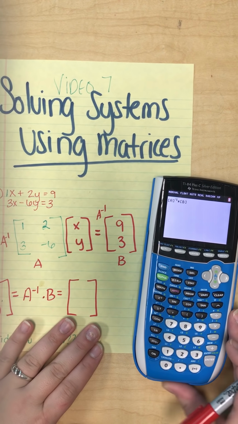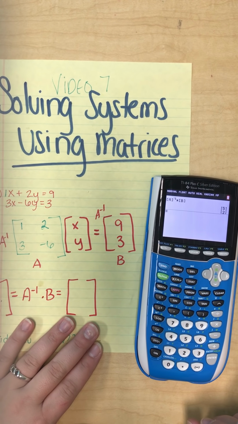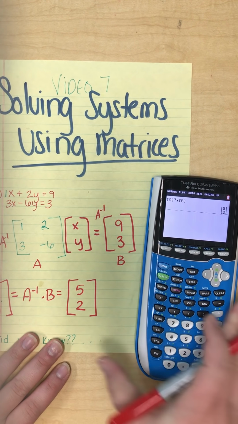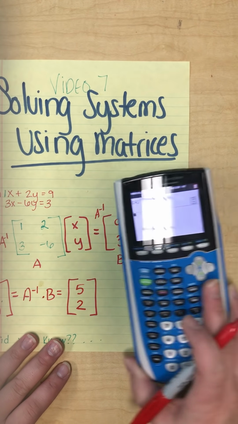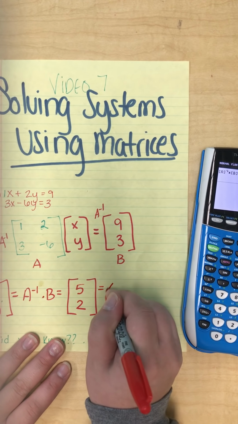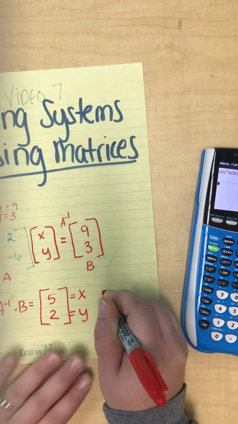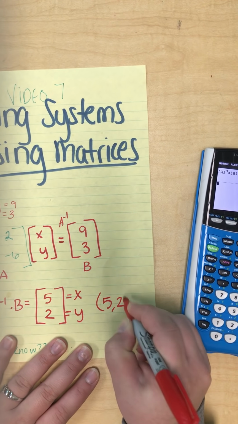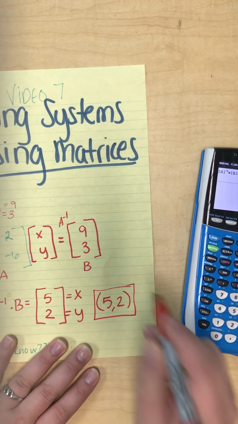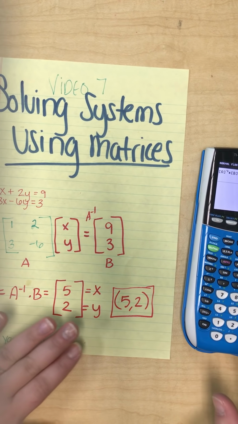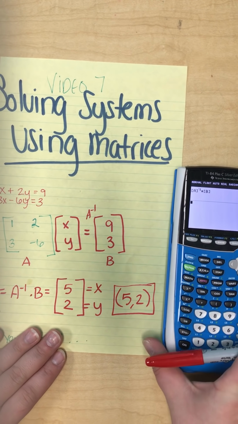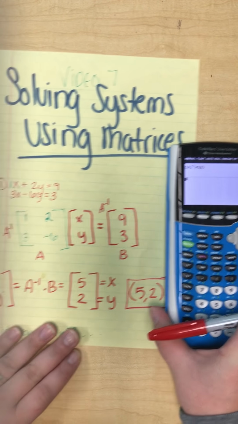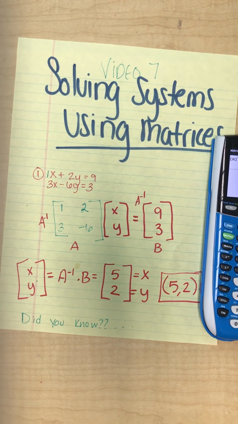All right, and then if I hit enter, it tells me that 5 and 2 are my answers, which means that it just solved it for me and said that x is 5 and y is 2, or in other words, these two equations would cross at the point (5, 2). So that's a quick way to solve the system using matrices, as long as you're decent at plugging them in your calculator.